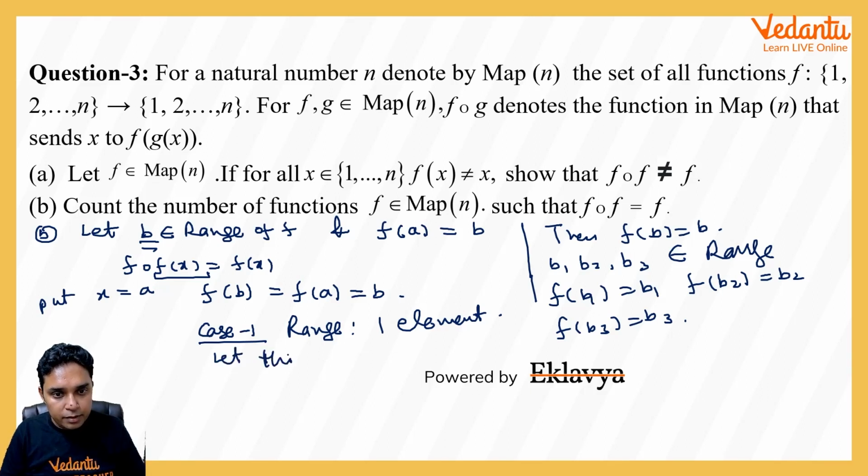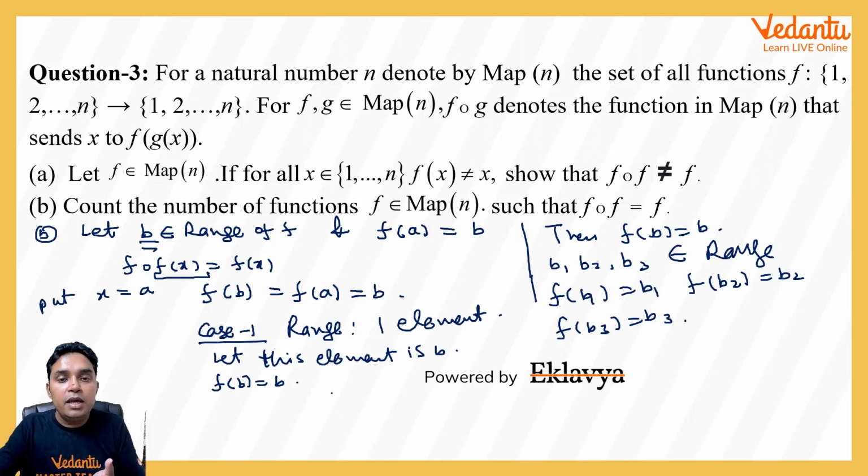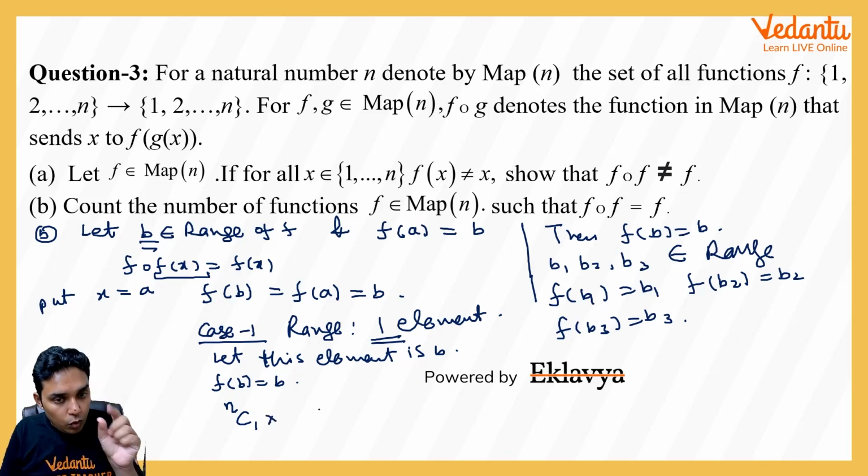This element be B. In that case, what you can see, f of B will be equal to B only. In fact, all the elements 1, 2, 3 and so on will also be taking this value B only. I hope you are getting it. So in this case, how many possibilities are there? First of all, nC1, for which one element will be in the range, and then all the n minus 1 elements will be connected to this B only. So 1 power n minus 1, I will say.